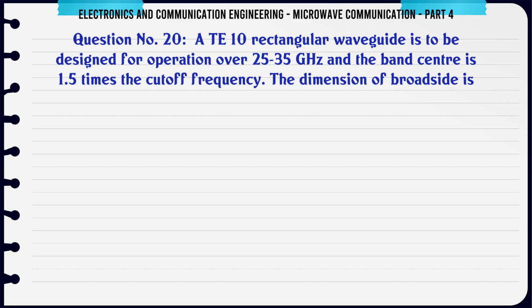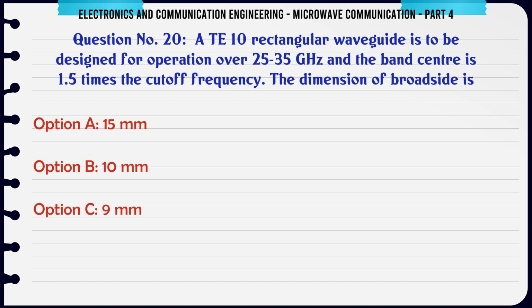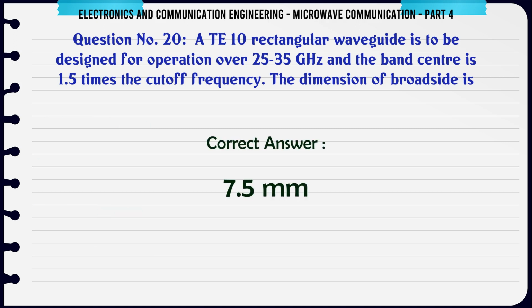A TE10 rectangular waveguide is to be designed for operation over 25 to 35 GHz and the band center is 1.5 times the cutoff frequency. The dimension of the broad side is: A, 15 mm; B, 10 mm; C, 9 mm; D, 7.5 mm. The correct answer is 7.5 mm.